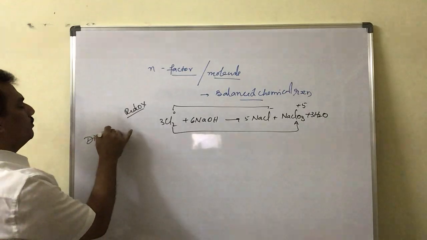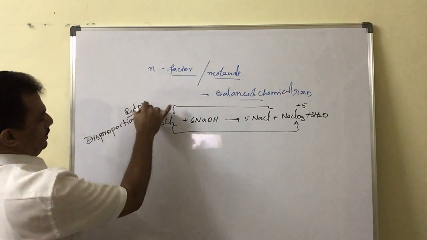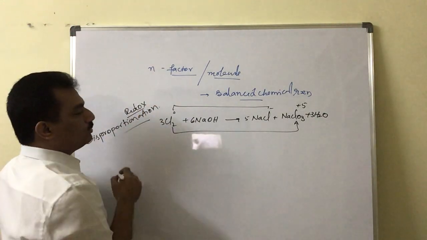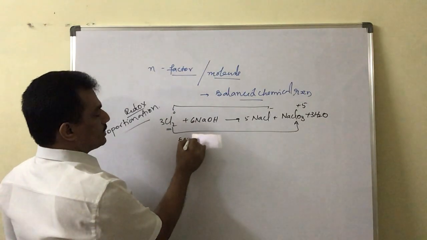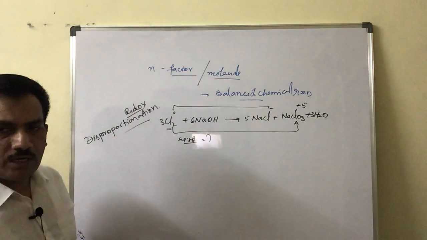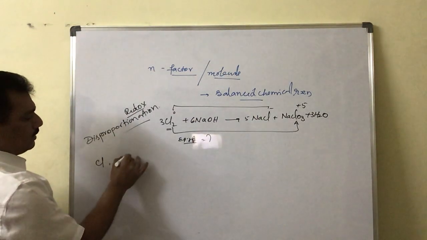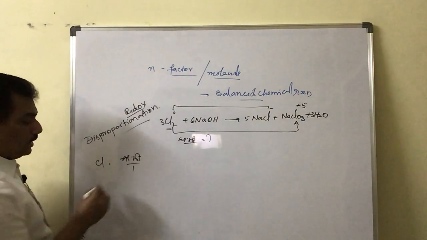Okay, here we are not concerned with the disproportionation, just making a recall of that. But here you observe this chlorine equivalent weight they are asking. Then how to measure it? Chlorine equivalent weight is nothing but its atomic weight by 1, because chlorine valency is 1.